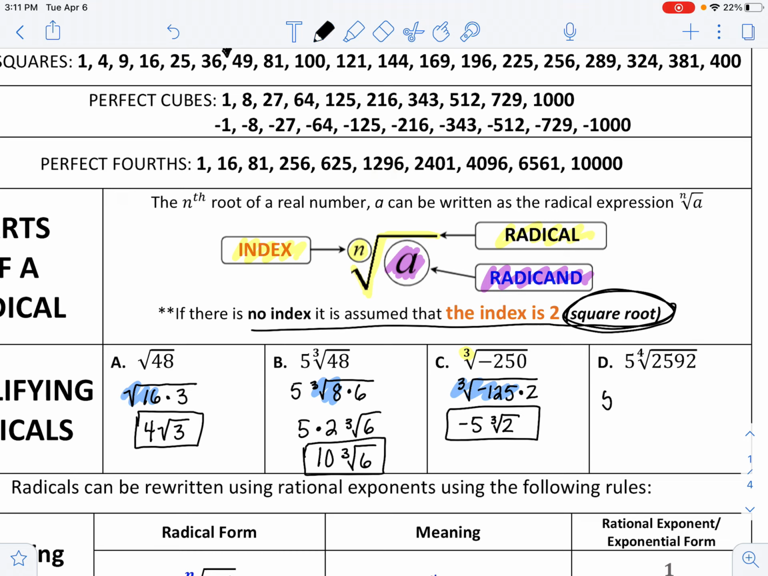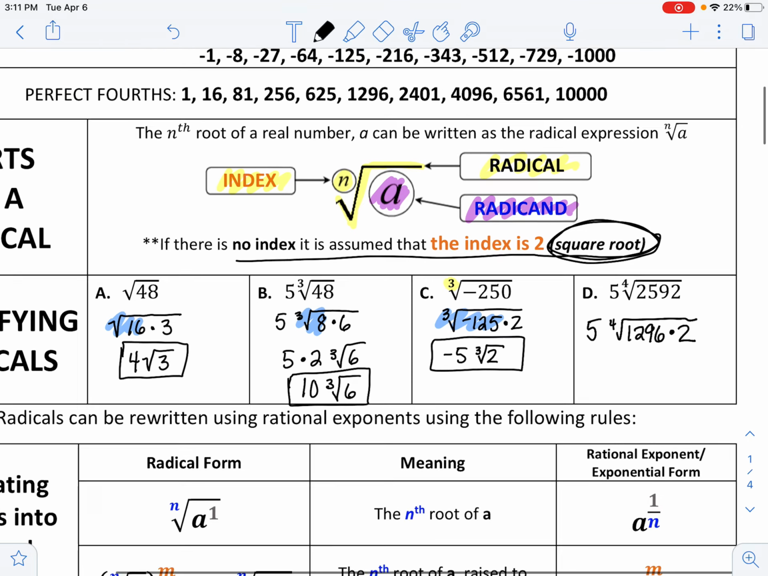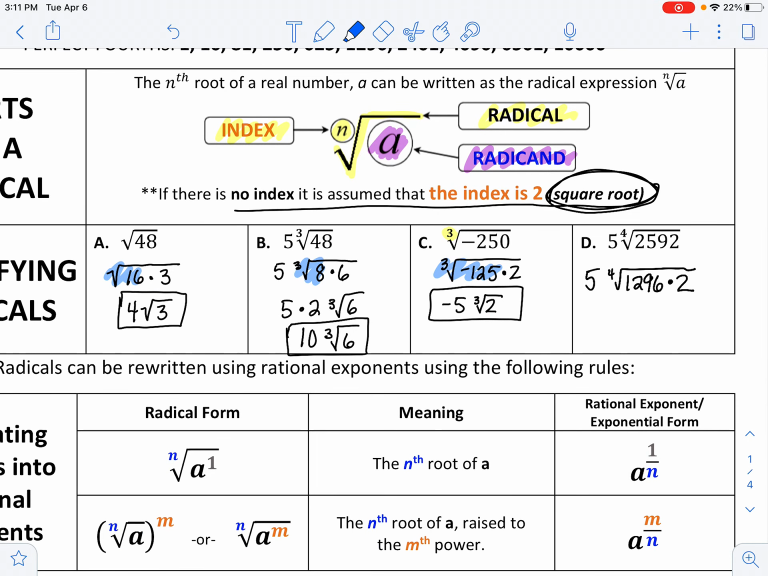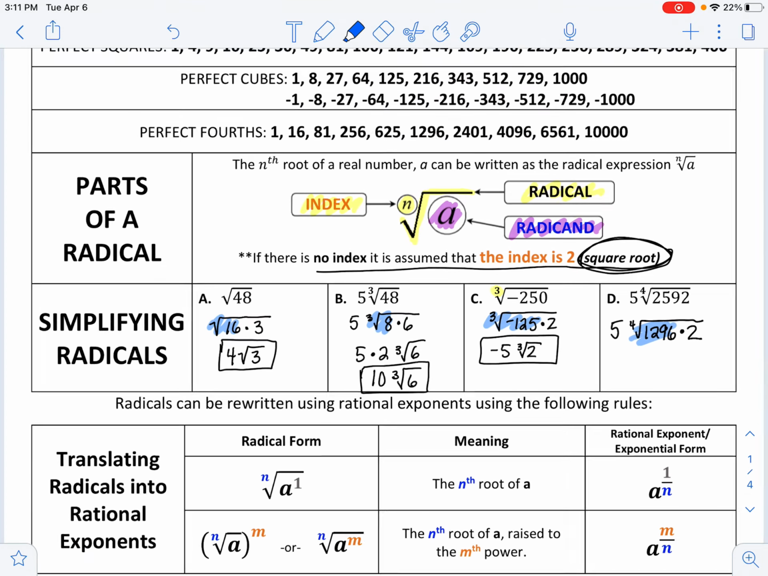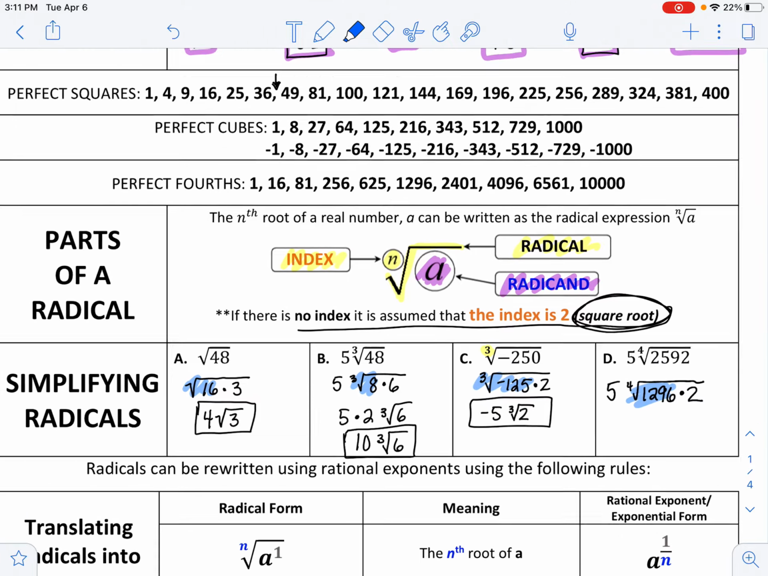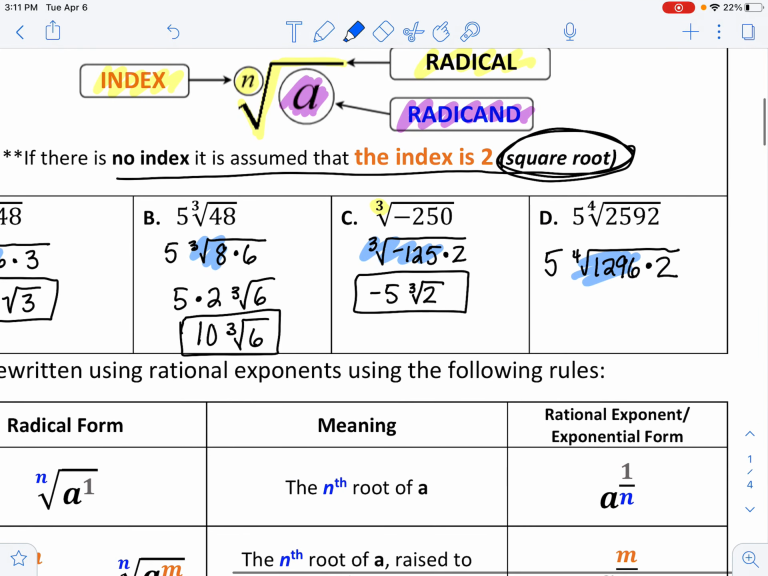So we're going to rewrite this as 5 times the fourth root of 1,296 times 2. So use your calculator or count on your list, and you would see that this is the 6th perfect fourth. So the fourth root of that number is 6. So we would do 5 times 6, and then fourth root of 2, so 30, fourth root of 2.